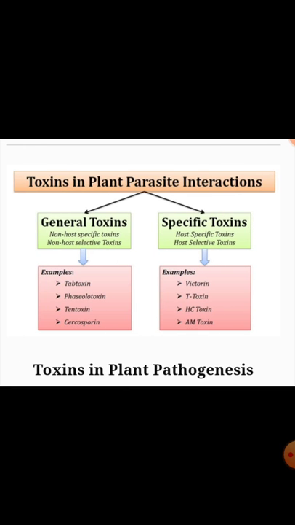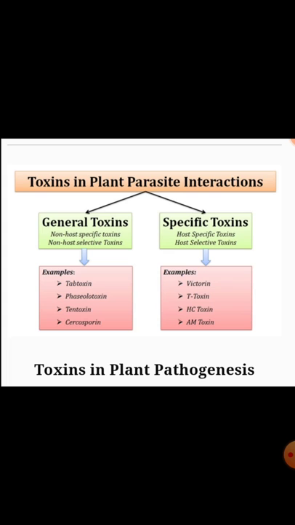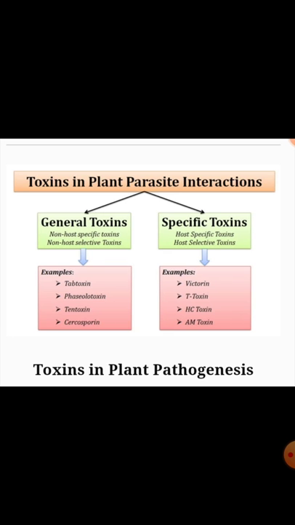Now next is toxins in plant parasite interaction. After the interaction of the plant with the parasite, that is the pathogen, two types of toxins are produced. One is general toxin and the second is specific toxin. General toxin means non-host specific or non-host selective toxins. Specific toxins are host specific and host selective toxins. General toxins are produced within the cell or in the host, and also beyond the limits, on non-susceptible plants, but specific toxins are always produced within the limits, at their particular host plant or cell.